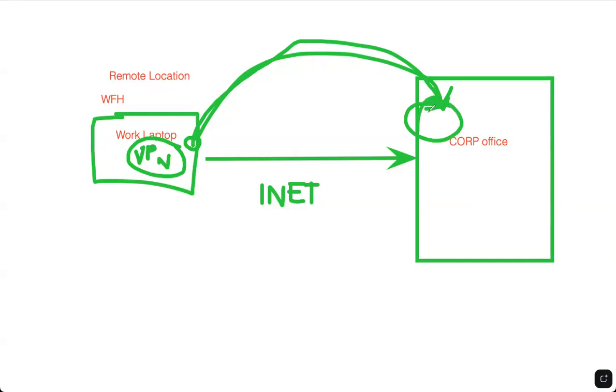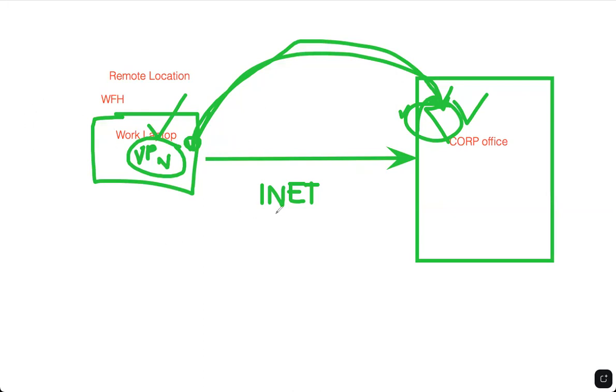So if there's any issue, I will be making sure this router will be able to communicate with the corporate office. So as a network engineer, if there's any issue on his laptop on the VPN configuration or on the router configuration, I should be able to fix it. So that could be one use case. These are all VPN use cases, right?